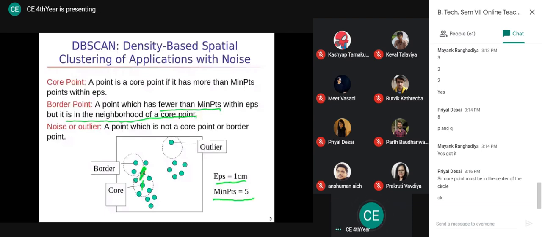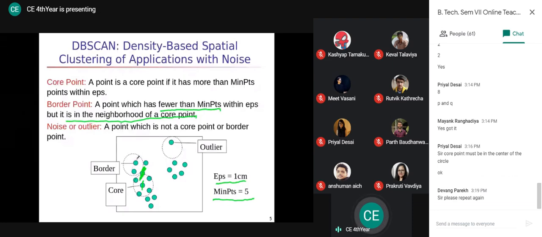And thanks to this particular point, this currently selected point, let me name it P1, and let's give this particular point the name P2. So you can say, thanks to P2, this P1 becomes a border point. Otherwise, there is a probability that P1 will be an outlier. Right. I will definitely repeat this. But before that, can anyone tell me whether this particular point is a core point or not?